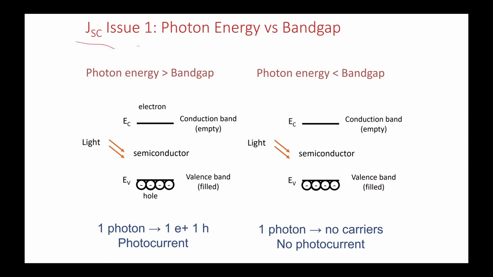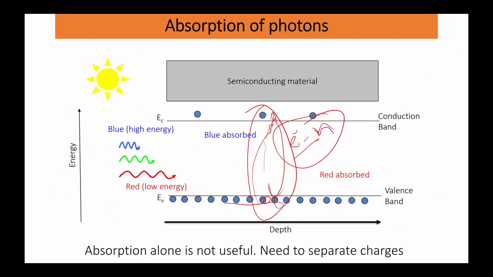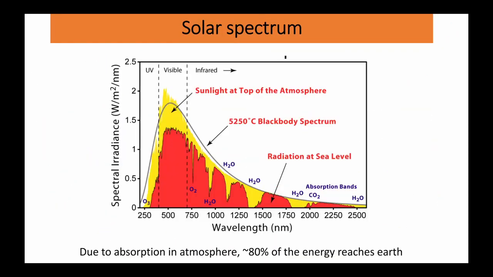JSC issue: photon energy versus band gap. As we can see, if we increase the photon energy, the band gap will be increased. There was a solar spectrum. In this direction we are decreasing the band gap. EG is decreased in this direction as the wavelength is increasing.